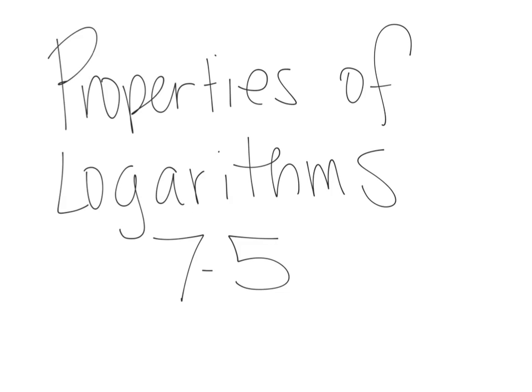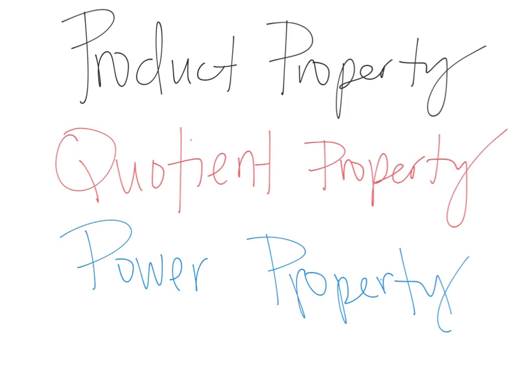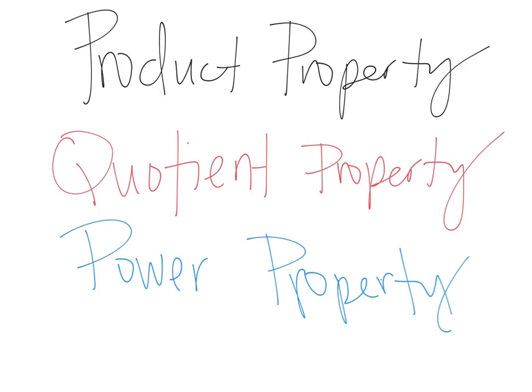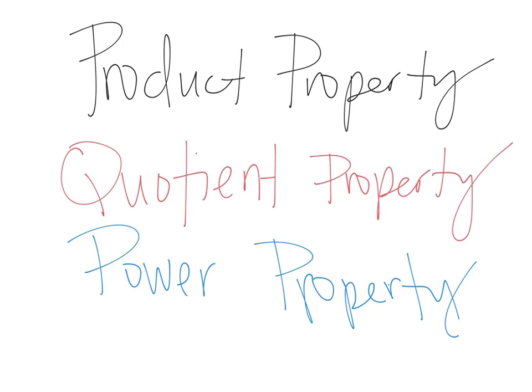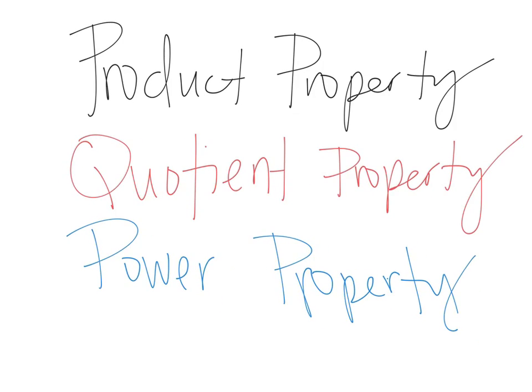Today we're going to be working with properties of logarithms. It's section 7.5, and we are going to be simplifying and evaluating expressions along with solving logarithmic equations. In order to solve logarithmic equations, we need three things. We need the product property, the quotient property, and the power property. Product being multiplication, quotient being division, and power meaning exponents.